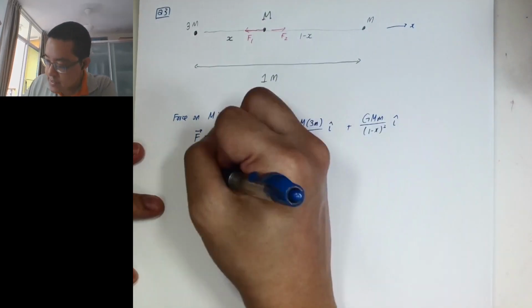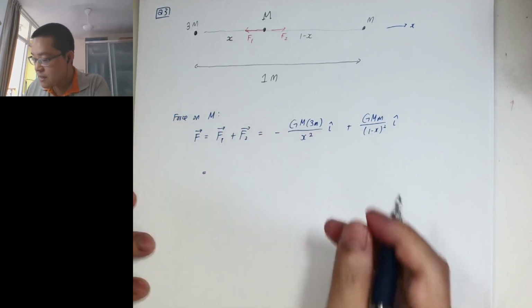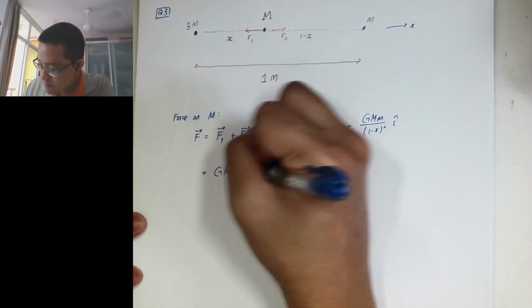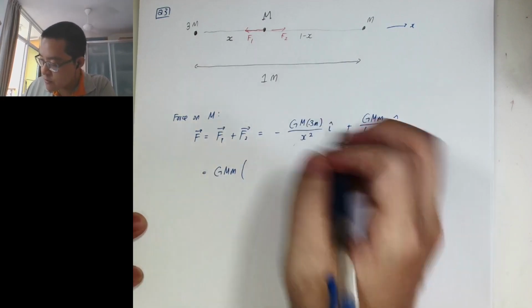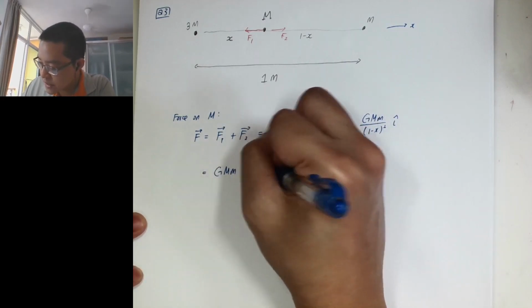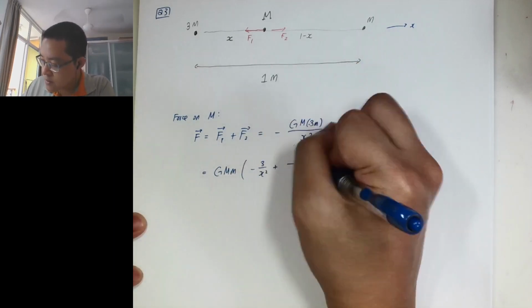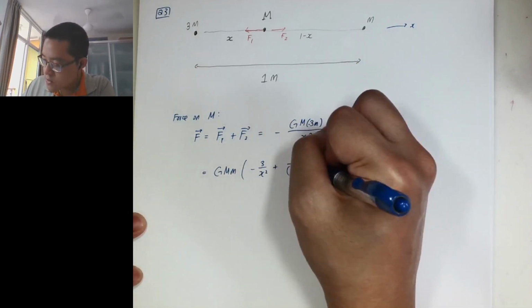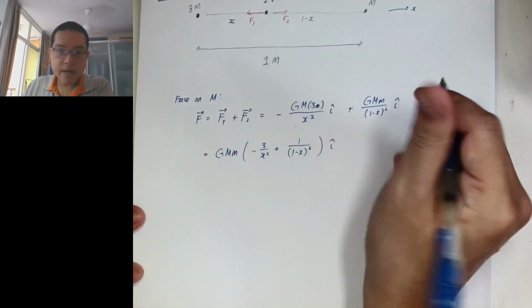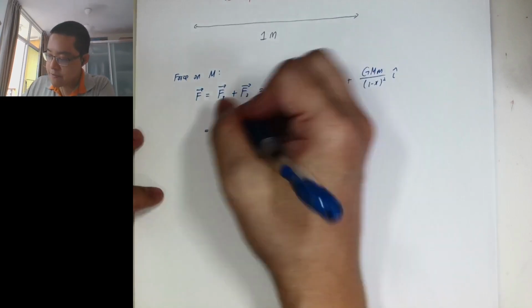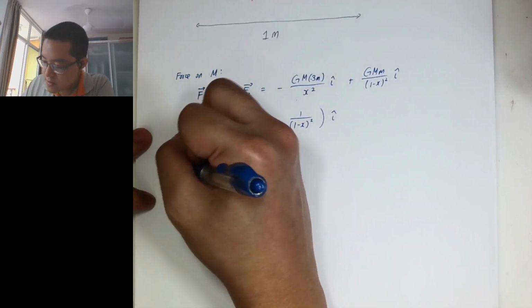Okay, so I can simplify this equation because notice that everything has a factor of GMm, just that this part is 3 over x square, so this is minus 3 over x square plus GMm, taking it out, I get 1 over 1 minus x, the whole thing squared, in the i direction. Okay, so I want zero net force, so zero net force.